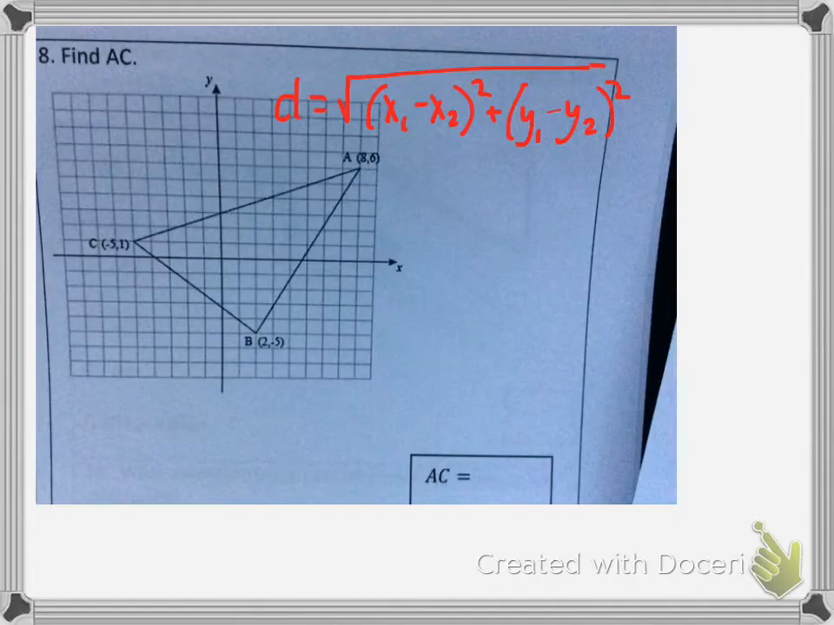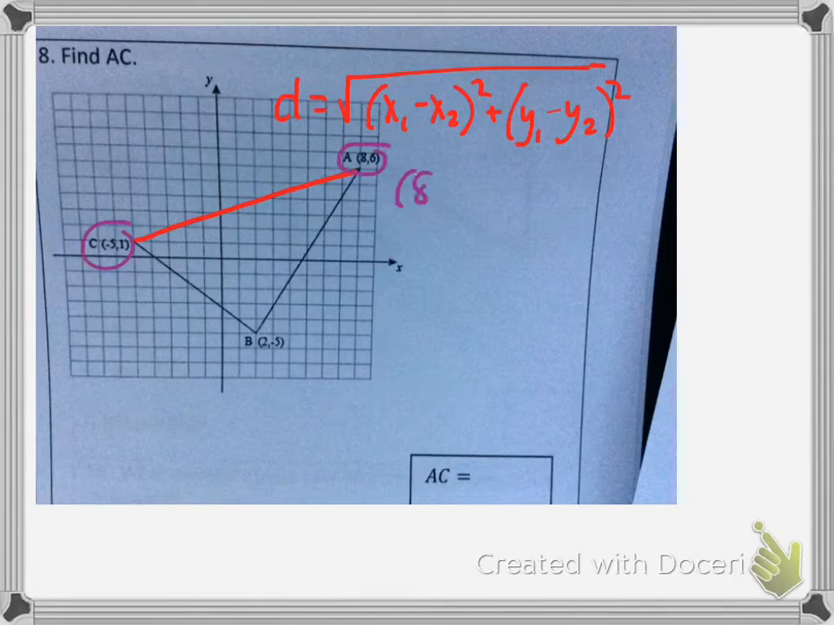For number 8, we have to find the length of AC. So if we look at our picture, AC is slanted, it's not horizontal or vertical where we could just count the squares. So we're actually going to have to use the distance formula in order to find that side length. The only coordinates we need are A and C.